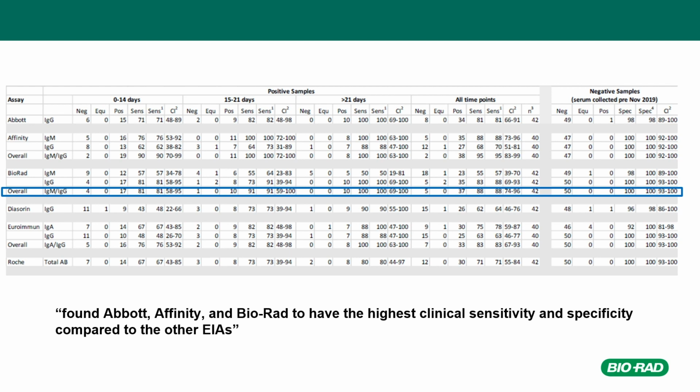And the authors found that Abbott, the affinity assay, and Bio-Rad had the highest clinical sensitivity and specificity compared to the other EIAs. This is the chart showing this data, and highlighted here in the blue squared row is the data for the Bio-Rad total test. Again, showing that at greater than 21 days, 100% sensitivity and 100% specificity when looking at negative samples.